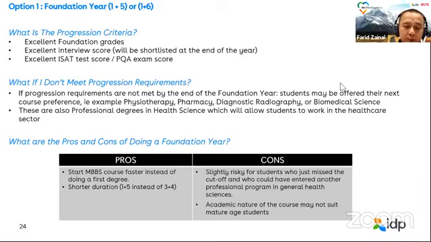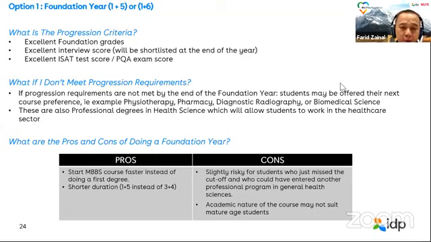So sometimes we do encounter that the foundation medicine may require a certain maturity of candidates, and certain students may have embarked on this pathway a little earlier, okay? But nonetheless, they can still enter other professional programs in a general health science environment, okay?